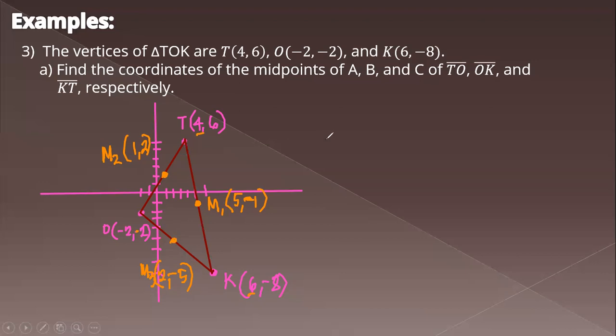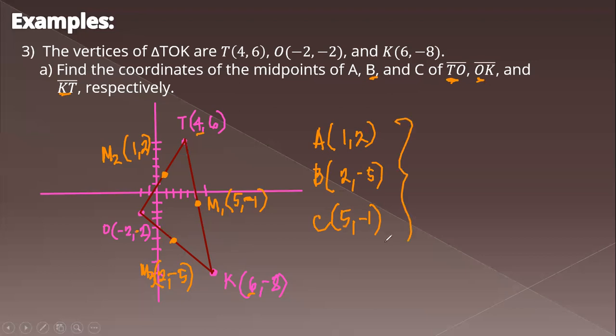Okay, so these are the midpoints. Midpoint A, that is midpoint of TO, that is 1, 2. Midpoint B, that's the midpoint of OK, that is 2, negative 5. And midpoint C, which is midpoint of KT or TK, which is 5, negative 1. So these are the midpoints of the given vertices of triangle TOK.